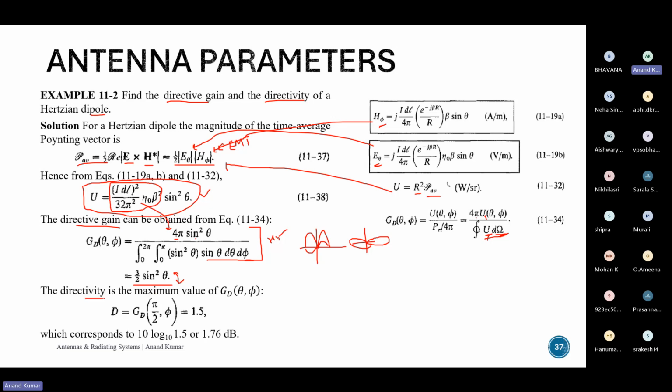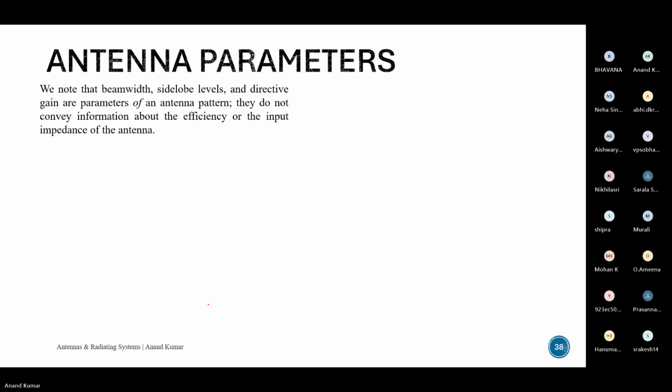The directivity is the maximum value of G_D, and the maximum value of this particular term is 3 by 2, because sine square theta can go to a maximum value of 1. So this becomes 1.5. We have 1.5 directivity, and expressing it in the logarithmic scale, 10 log 10 of 1.5 becomes 1.76 dB. So this is the directivity of a Hertzian dipole.